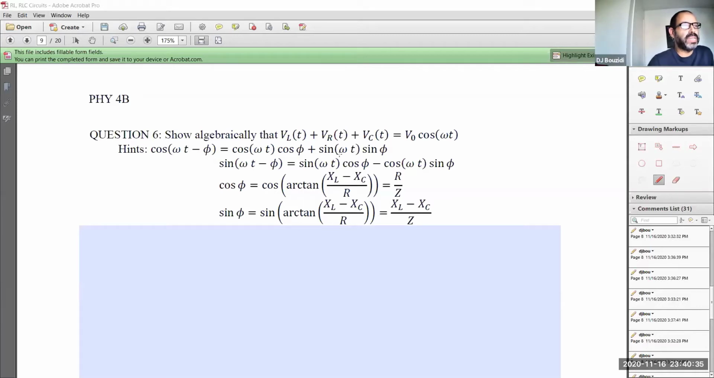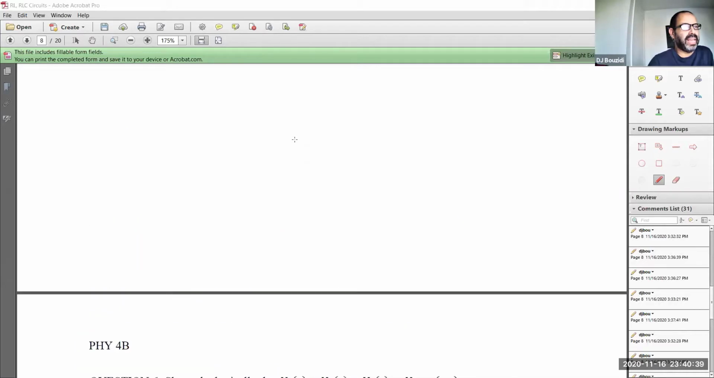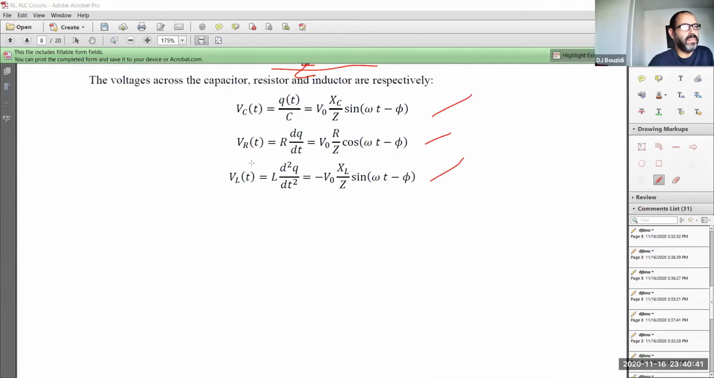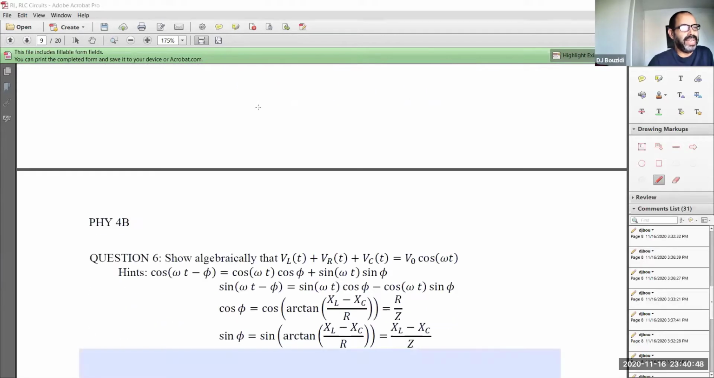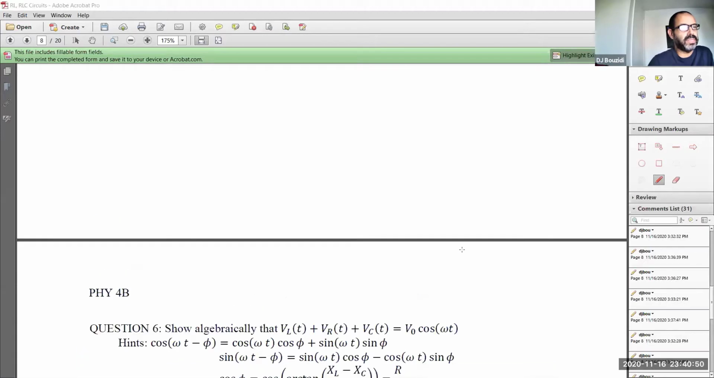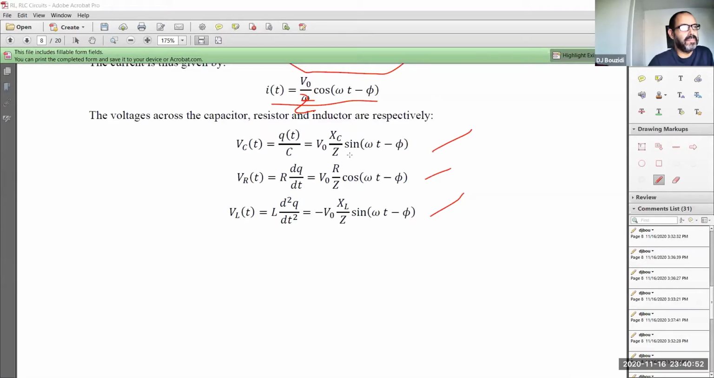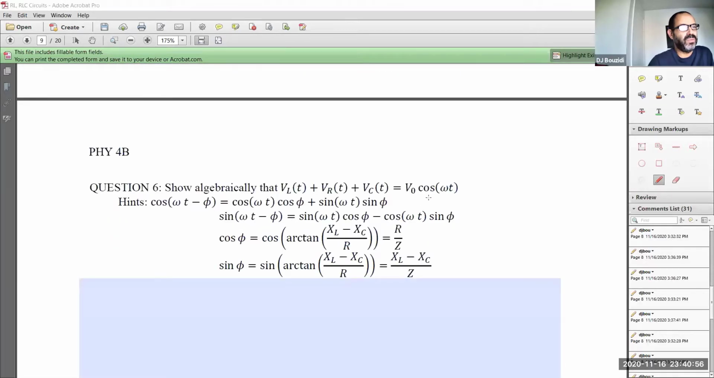Anyway, show algebraically that this V_L and this V_R and this V_C from this expression, they add up to V naught cosine omega t. So you add them up, and they will give you exactly V naught cosine omega t.